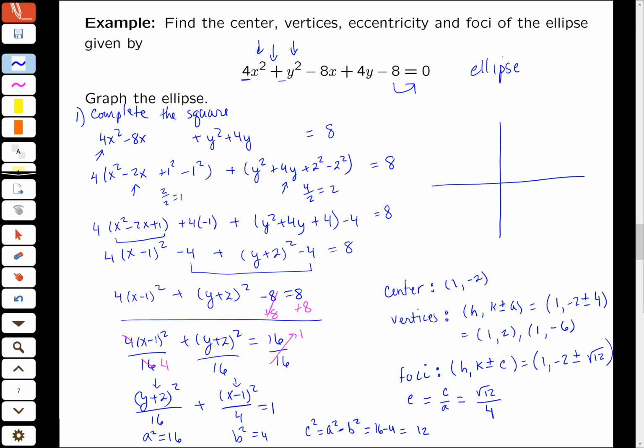Now, all of that, question? Did you see this as a vertical major axis? Yes, okay. This one's vertical, because the biggest value is under Y. Yes, that's what I thought.